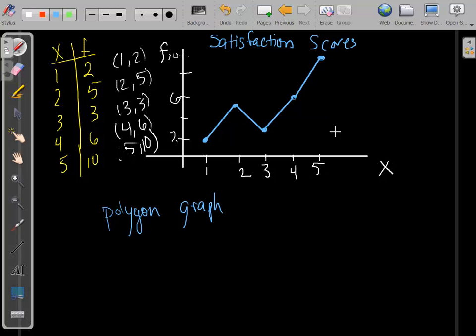Okay, we can also create, and let's do this in green, what's called a histogram.